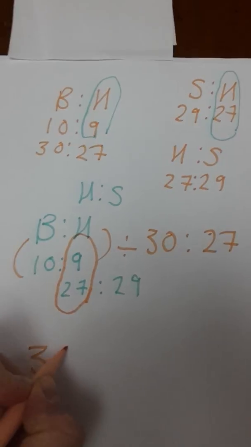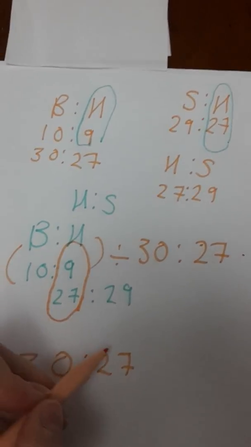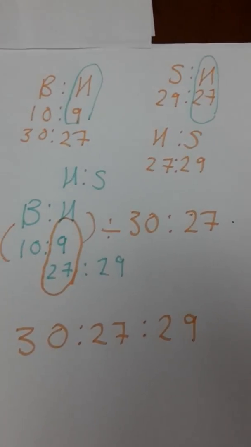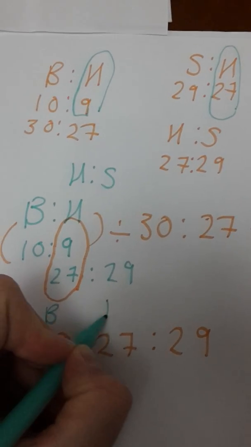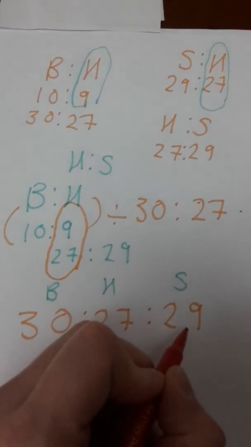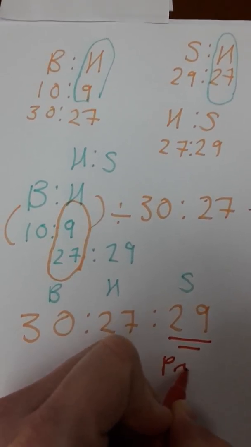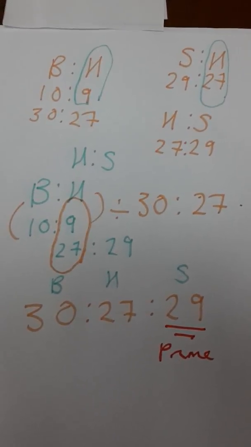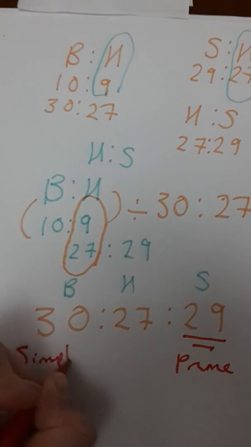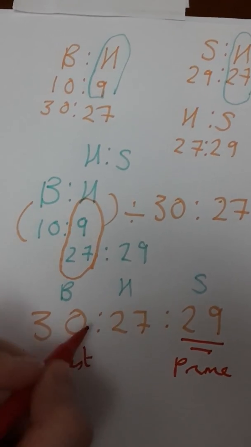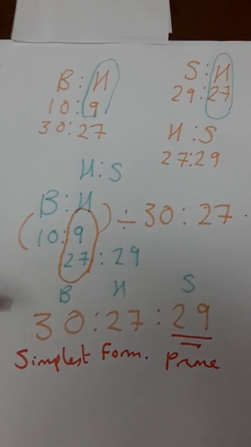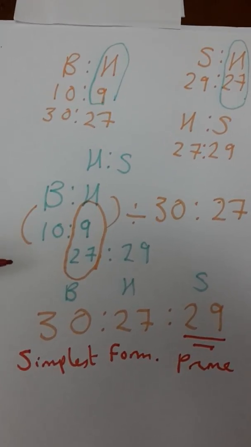Now I'm going to rewrite them out again, 30 to 27, and now that I have 27 here and here, I can just tag 29 on the end. So I know that it's brother, him, and then his sister. Now, looking at this ratio, I have a prime here. Because I have a prime, this suggests that this is going to be the simplest form of this ratio, because we cannot break that prime down any further. This means our original ratio was probably a lot bigger than this, so a multiple of it.